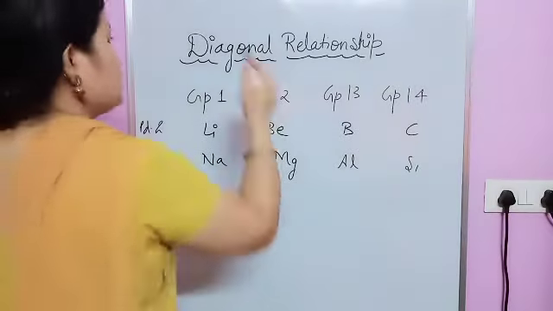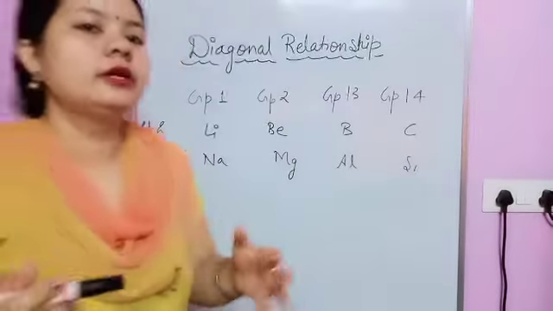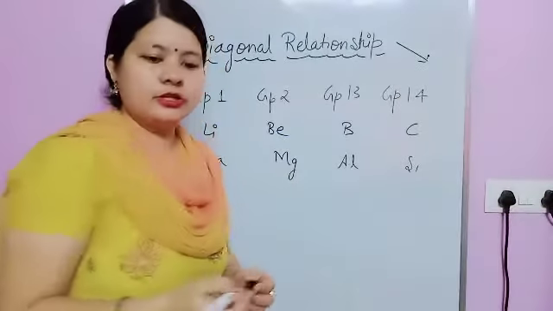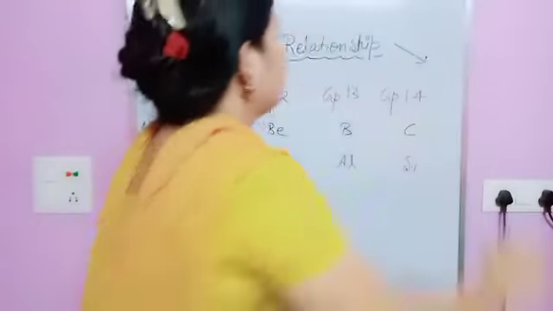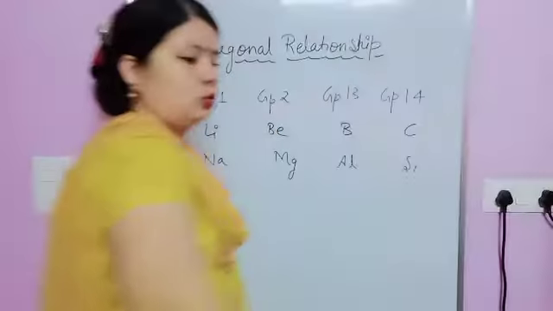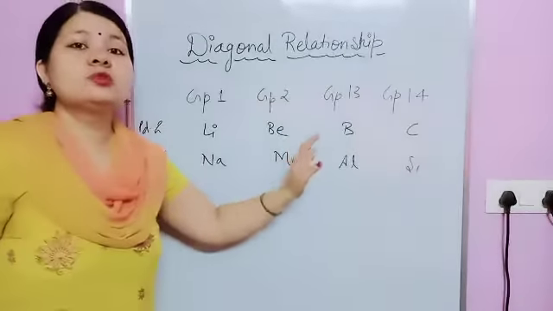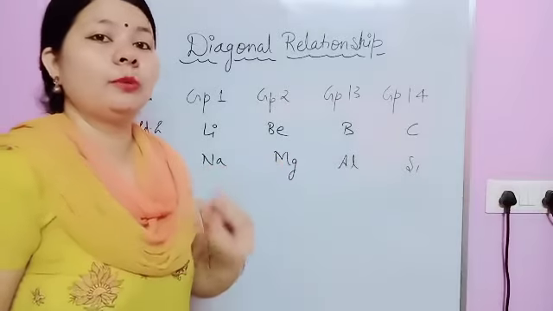Okay, 11th class. Then the next one is diagonal relationship. Diagonal means like this one, diagonal relationship. So in the case of diagonal relationship, what happens? Now in this one, actually, it is just because of similar atomic radius.